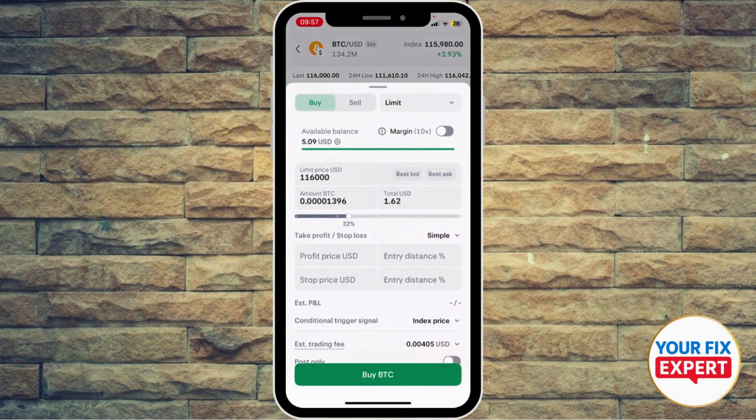For strategic advantage, use the post only option to avoid taker fees and add liquidity. And for advanced traders, explore TP and SL or take profit stop loss, to automatically close positions at a target price or when a loss is incurred.